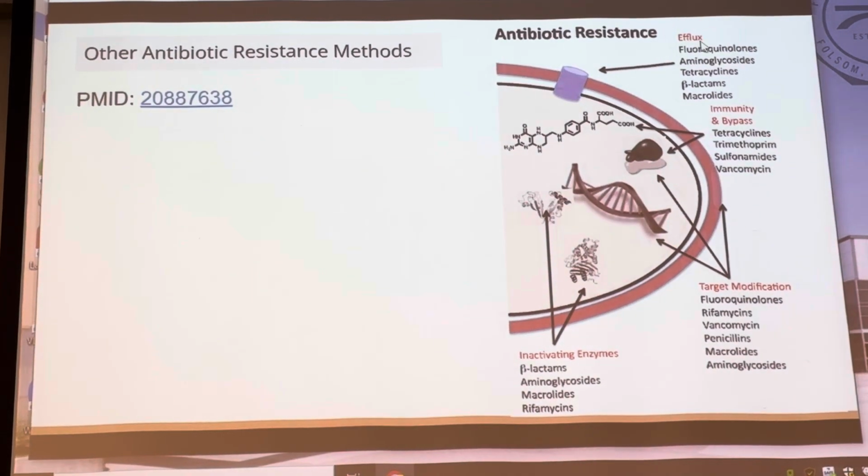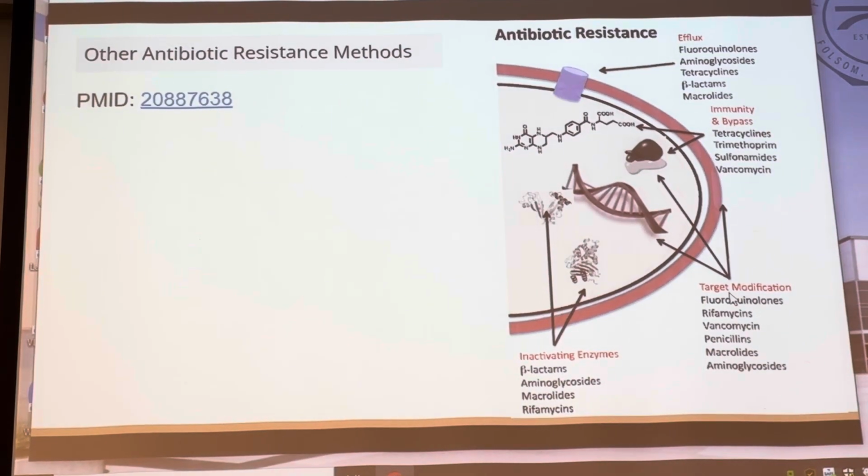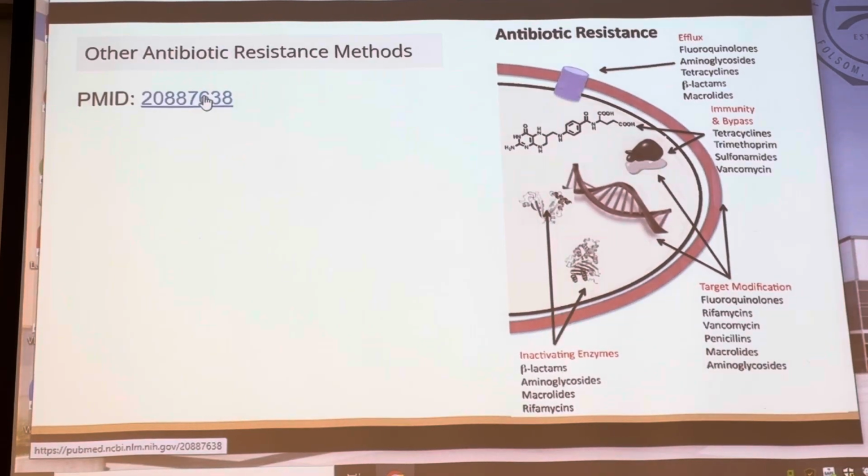Okay, so remember efflux and what that means. Remember immunity or bypass, what that means. Target modification and inactivating enzymes. So this article will really help you with that.